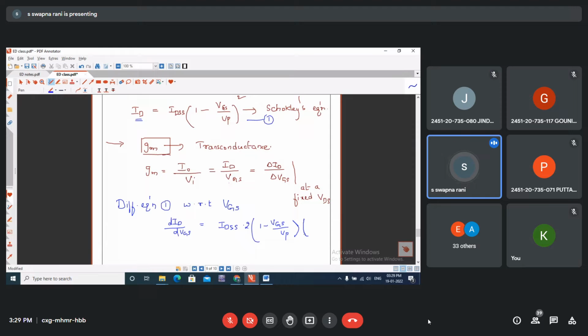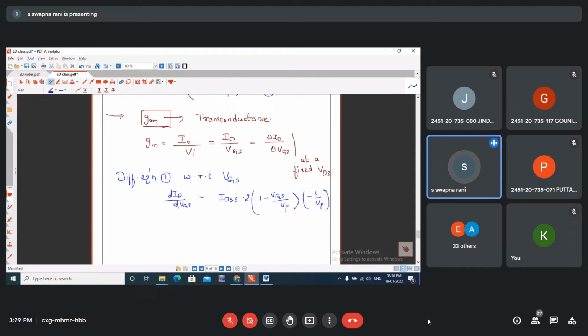Since we are differentiating with respect to VGS, again we need to differentiate this 1 minus VGS by VP, which is going to be minus 1 by VP. So dID by dVGS is nothing but the transconductance GM. So minus 2 by VP, taking out all the constant terms at one place, into (1 minus VGS by VP).